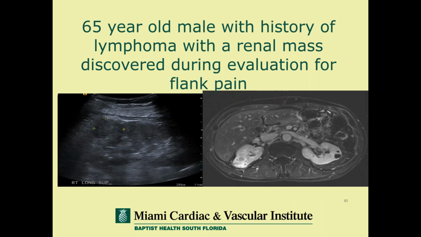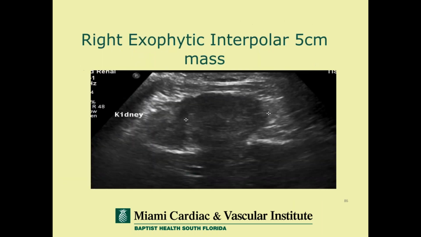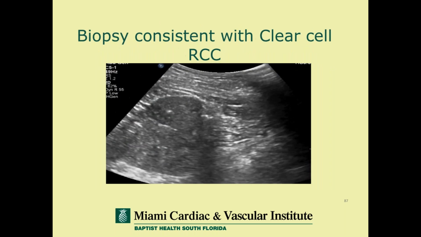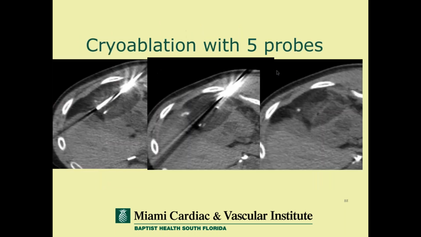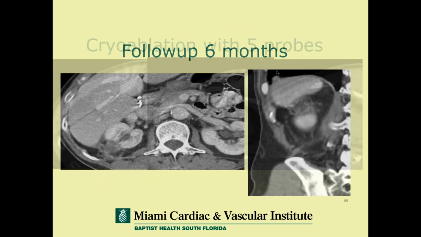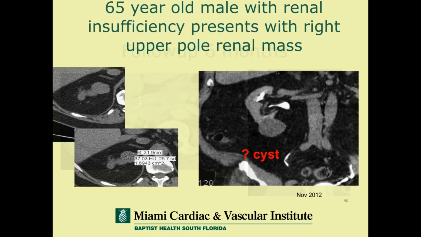So here's a 65-year-old patient with history of lymphoma and a renal mass. You can see that mass, a solid-appearing mass. The patient obviously had a biopsy that was consistent with clear cell renal cell, and we treated that patient with cryoablation using 5 probes with those type of results.